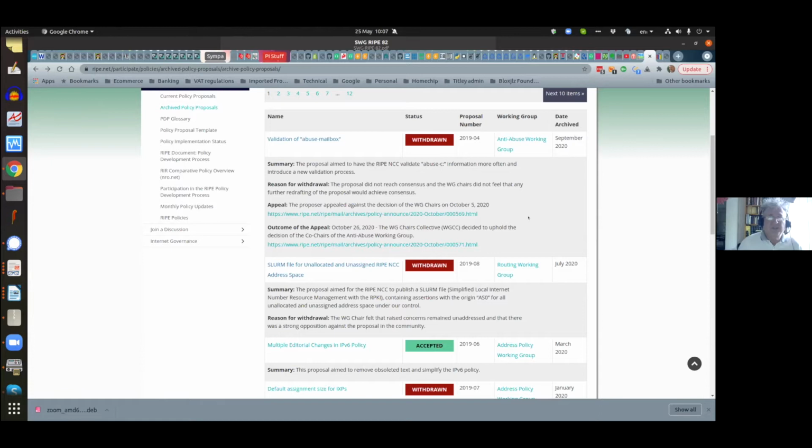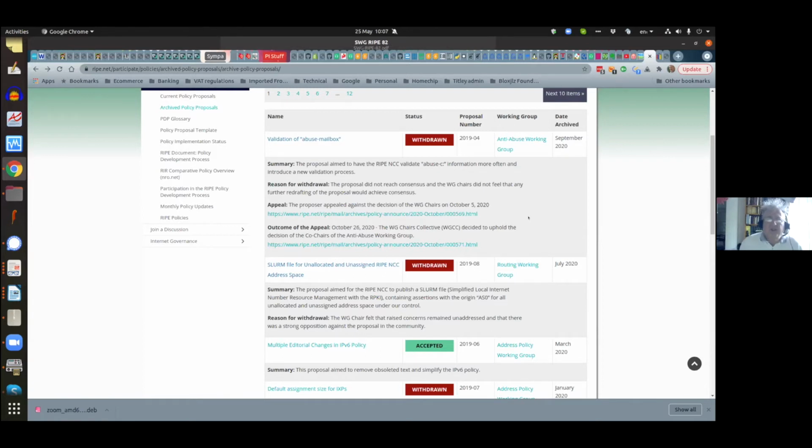As you can see, this one's been hanging around since April of 2 years ago. It was validation of abuse mailbox, and it basically was a proposal for the RIPE NCC to validate abuse-c information more often. In other words, more often than the annually that they are supposed to do so, and introduce a new validation process.